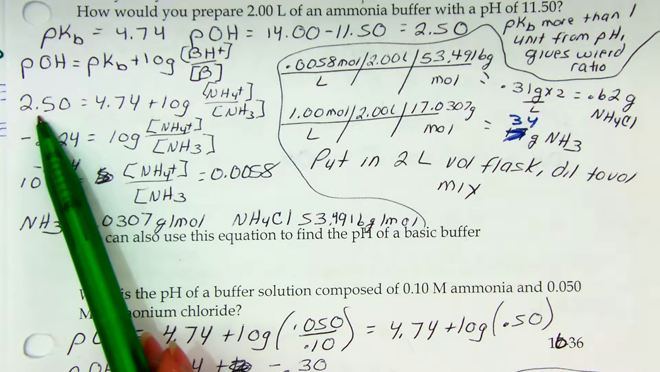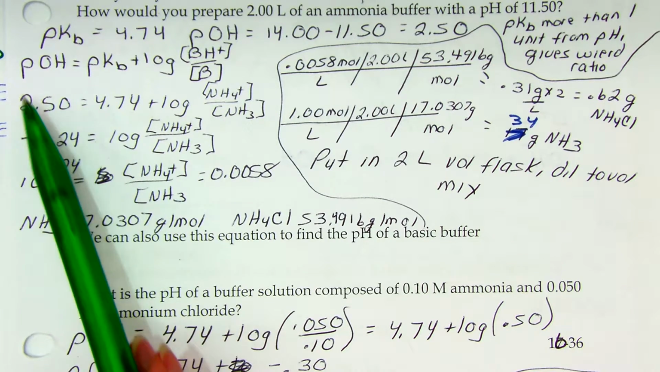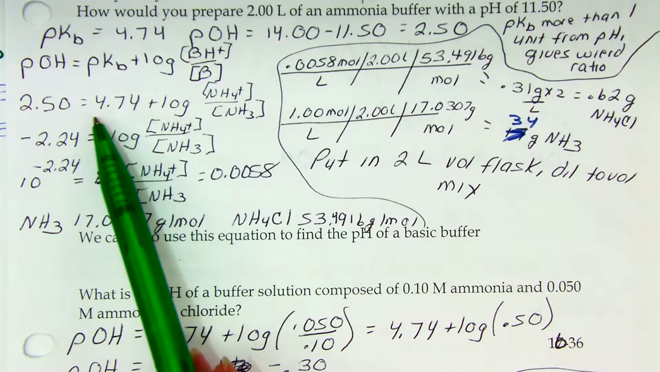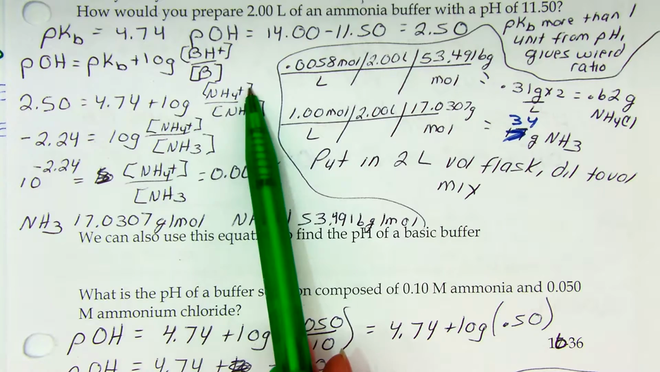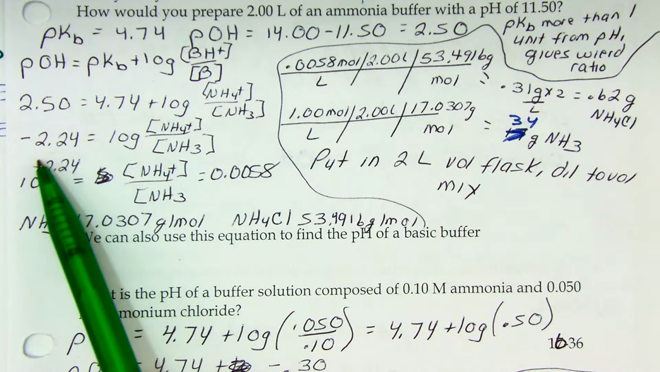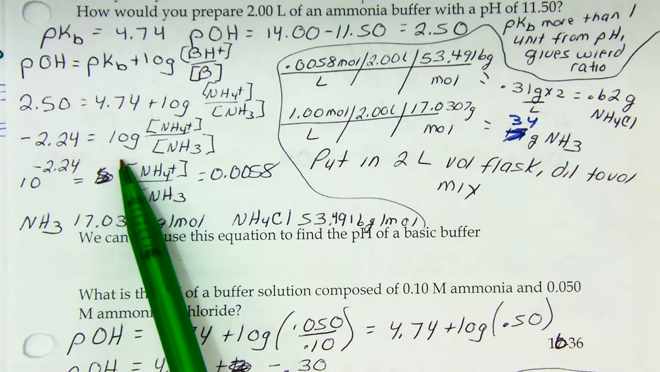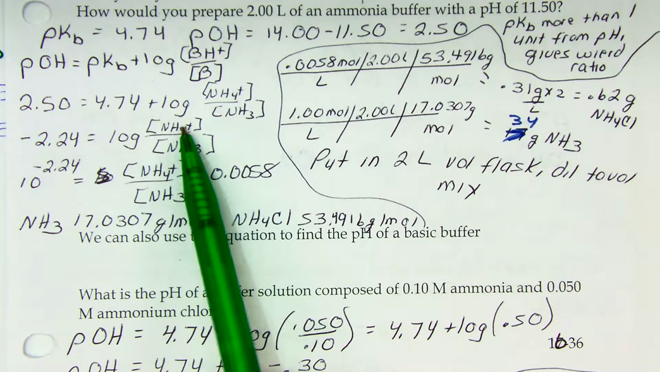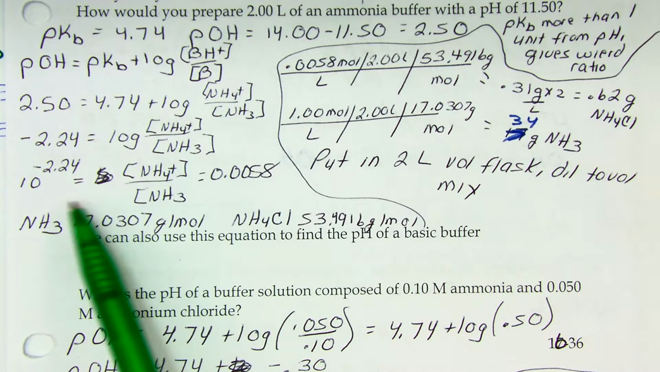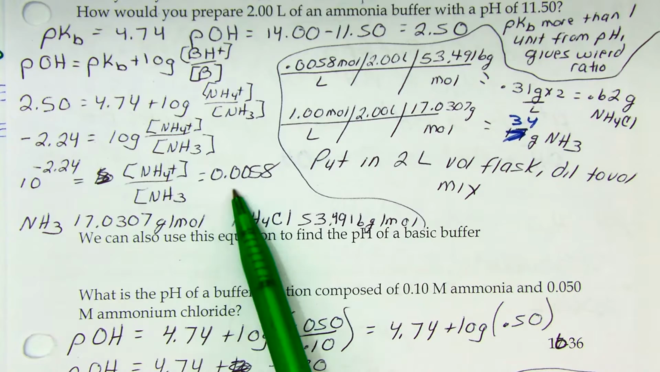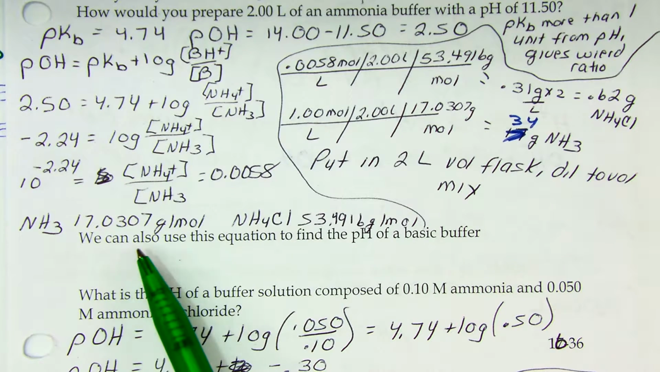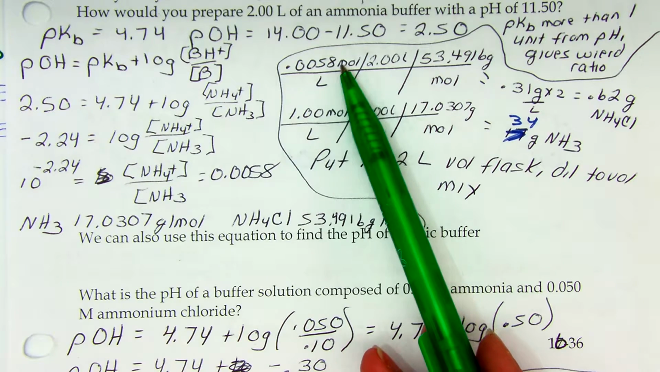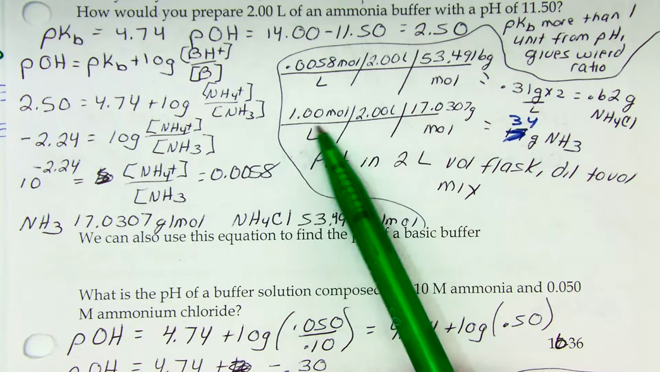So my requested pOH, 2.50, is equal to the pKb, 4.74, plus the log of ammonium over ammonia. So negative 2.24 is equal to the log of the ammonium to ammonia ratio. When I exponentiate, I get 0.0058 as my ratio. So I chose 0.0058 molar and 1 molar.